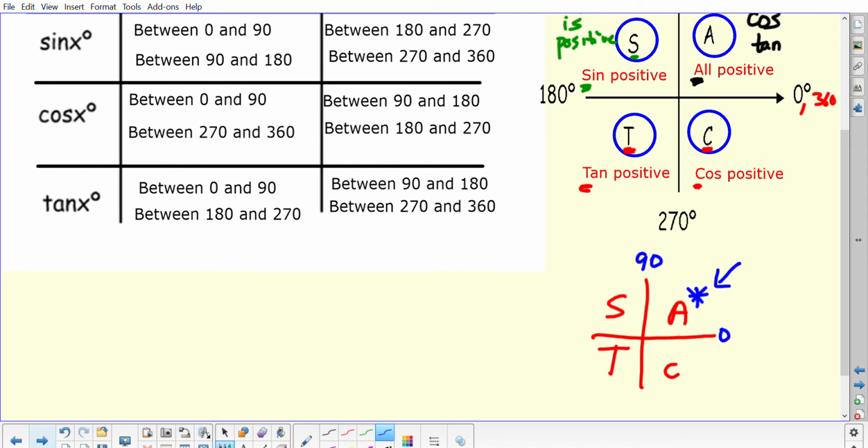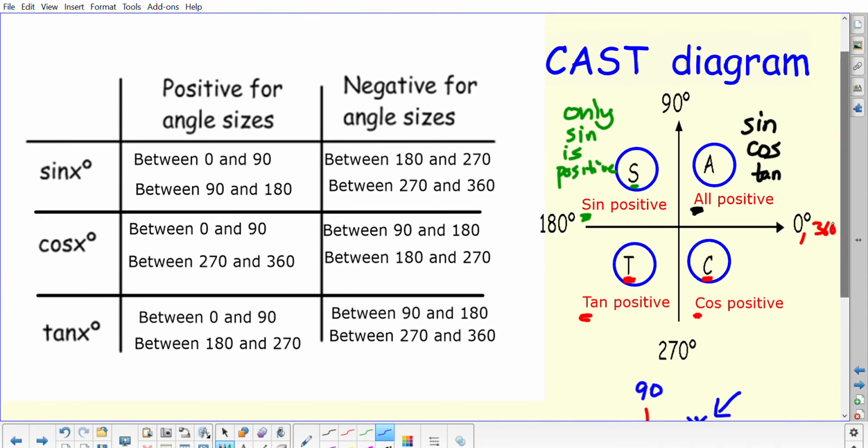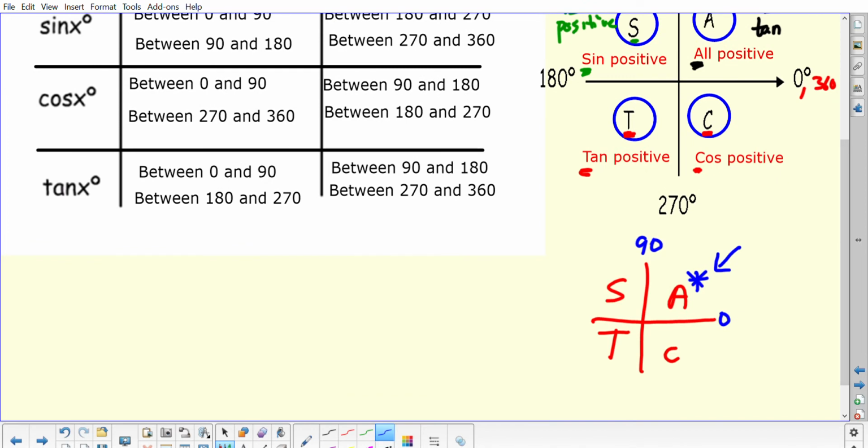So that's the first bit, this cast diagram, and what it represents is what is positive within those sizes. So the A stands for all sine, cos and tan positive. Between 90 and 180, only the sine is positive. Between 180 and 270, only the tan. And then back to the beginning, between 270 and 360, only the cos is positive in there.